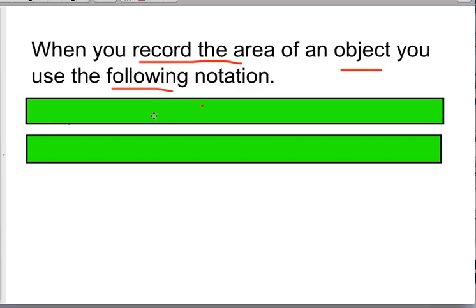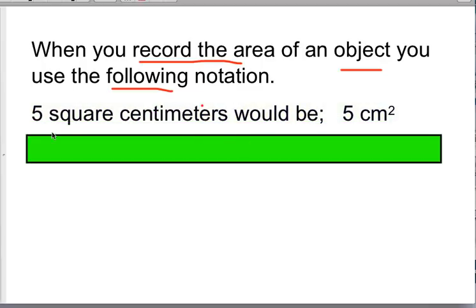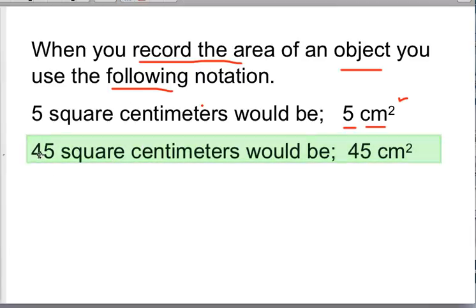You want to make sure that if you have 5 centimeters, you write it as 5 centimeters squared. Okay, this little 2 means 5 square centimeters. That's what the little 2 means, as an exponent. Or you might say we have 45 square centimeters. It would be written as 45 cm². And that little 2 means that you're using a certain number to multiply itself by. In other words, you're using it twice, much the same way you would use exponents.